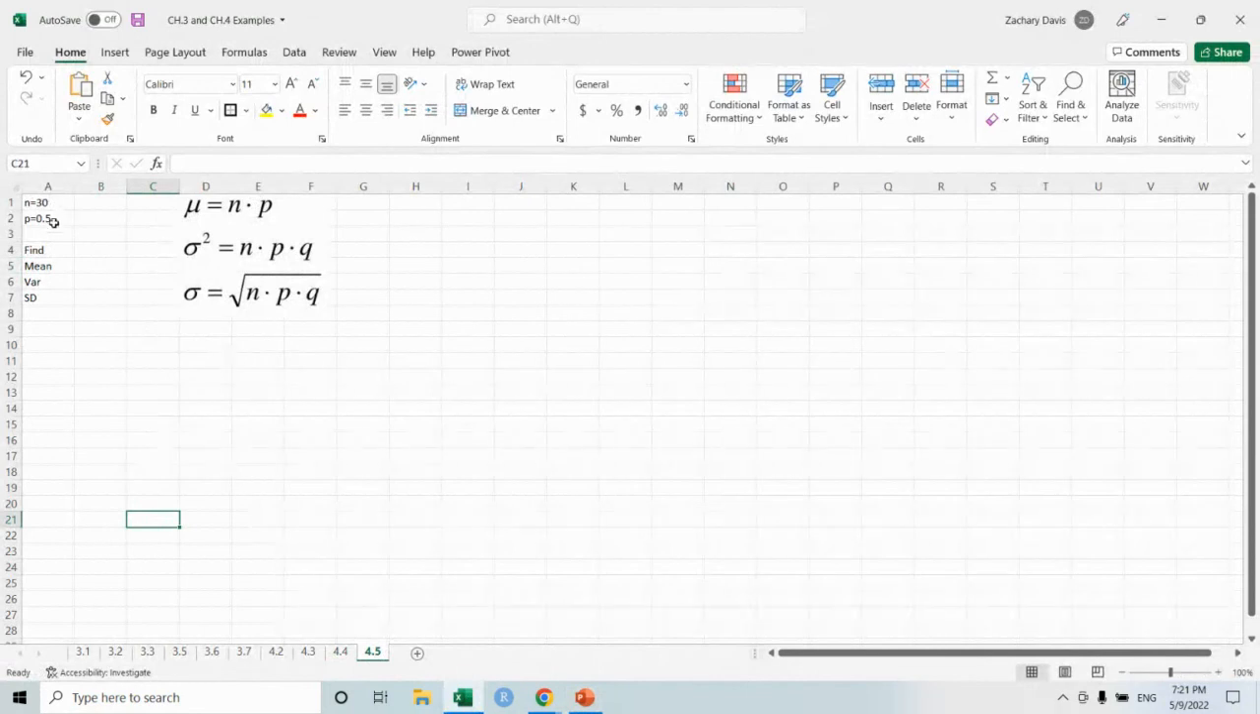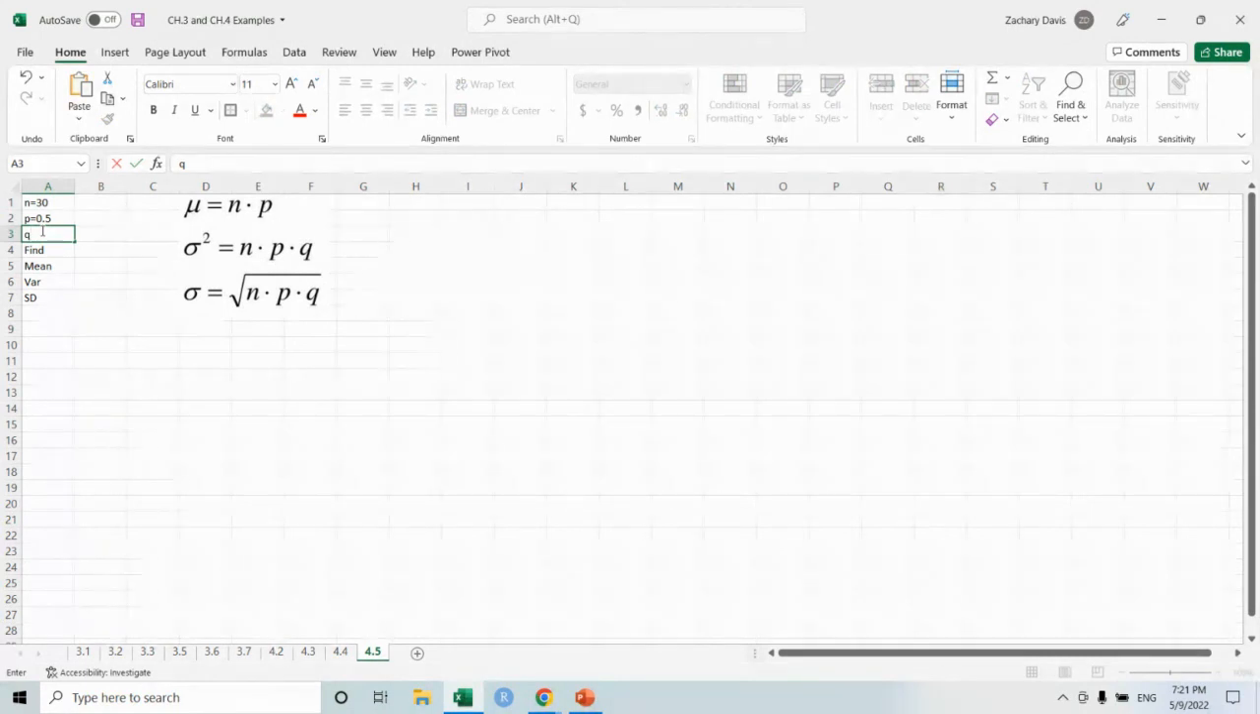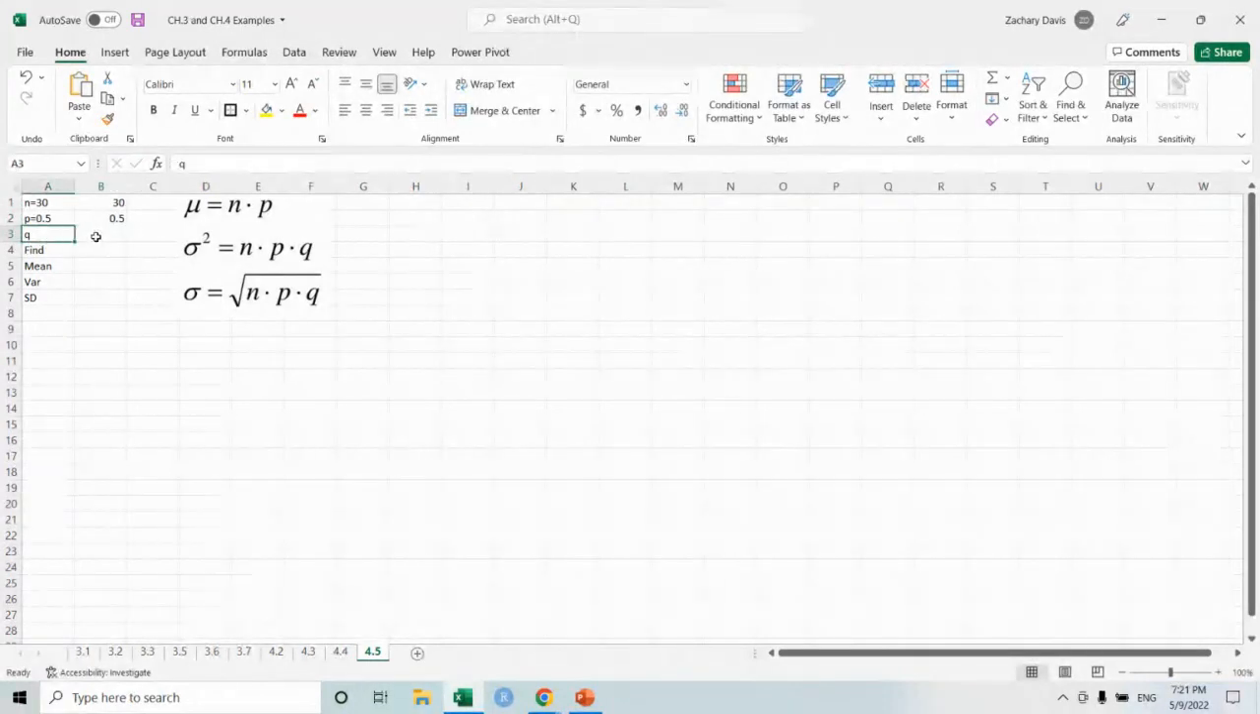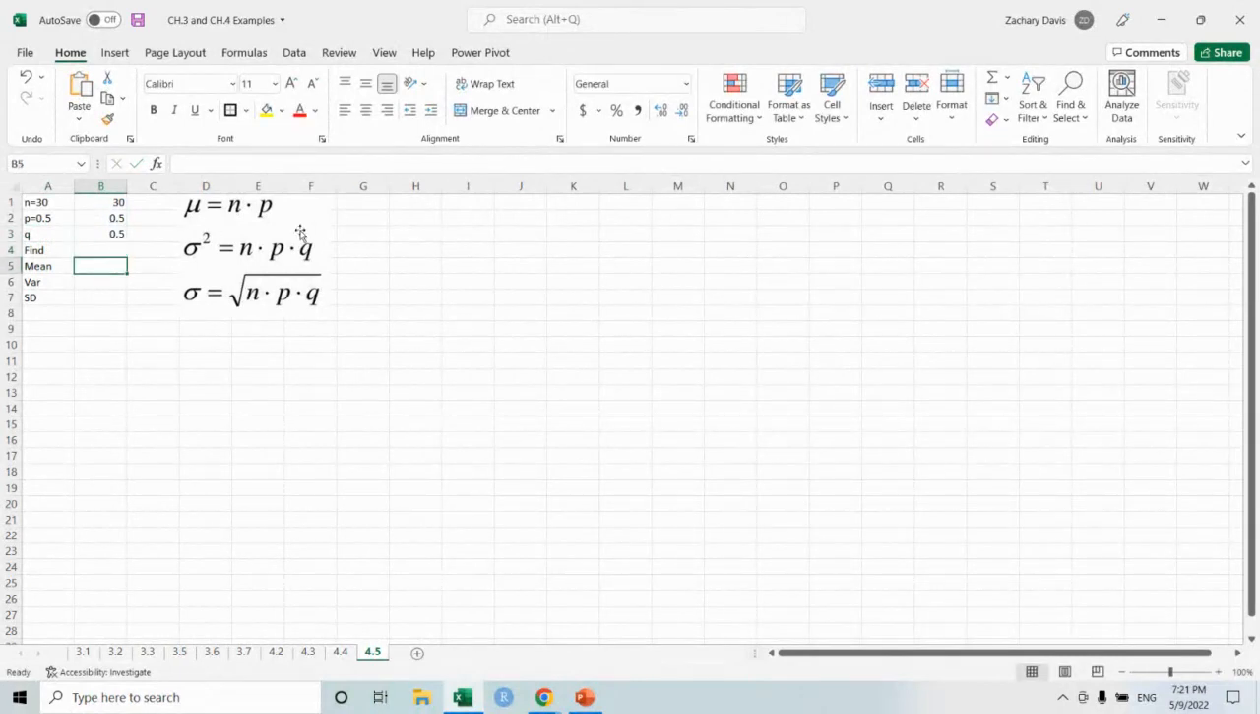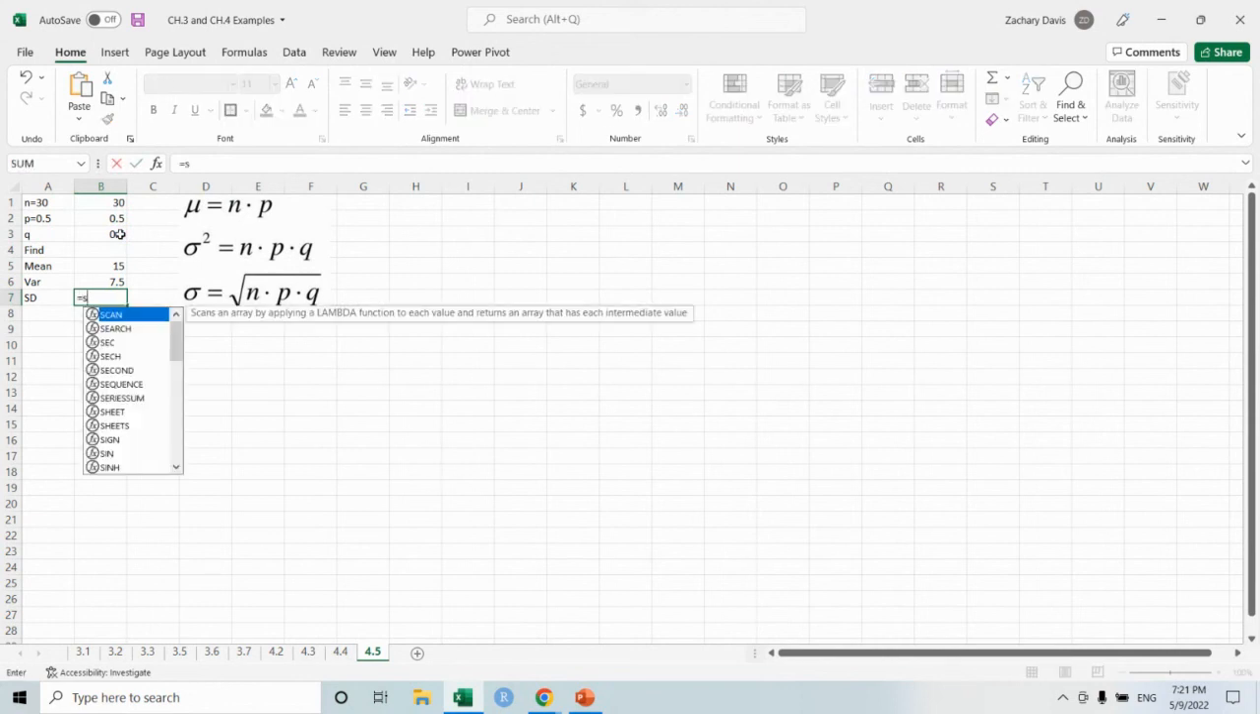So if we have n equals 30 and p equals 0.5, we know that q is going to be 1 minus p, and we want to find the mean. Well, the mean is just n times p, so n, 30, times the probability is 15. Variance is n times p times q. And then the standard deviation is just the square root of the variance.